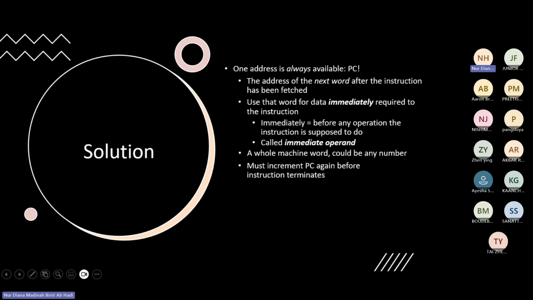What is PC? Do you remember what PC is? PC is the program counter. It holds the address of the next word of the instruction to be fetched. Use that word for data immediately required by the instruction. Immediately means before any operation the instruction is supposed to do. So this is known as the immediate operand. A whole machine word could be any number. You must increment the PC again before the instruction terminates. That's why your PC will always keep on changing.